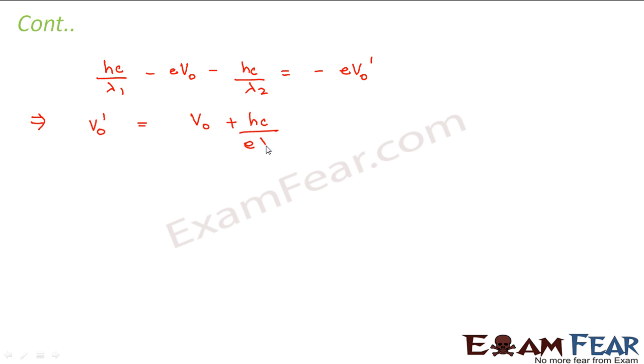So this can be written as hc by lambda 1 minus eV naught minus hc by lambda 2 is equal to minus eV naught dash, or we can say V naught dash is equal to V naught plus hc by e lambda 2 minus hc by e lambda 1. So this in turn can be written as V naught plus hc by e into 1 by lambda 2 minus 1 by lambda 1.